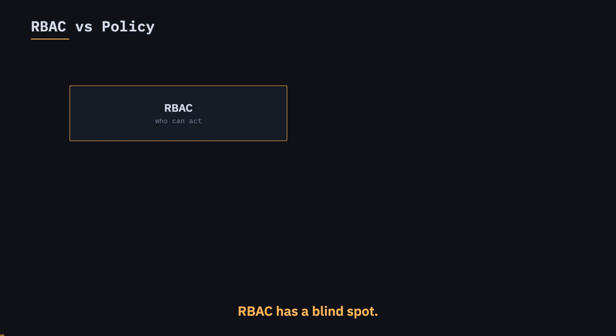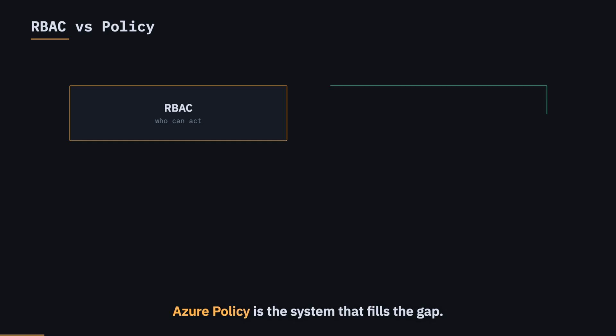RBAC has a blind spot. It decides who can act, but it says nothing about what they build. A contributor can create a virtual machine, and RBAC is equally happy whether that machine is a small burstable instance in your home region or a giant GPU box on the other side of the world with a public IP hanging off it. Azure Policy is the system that fills the gap.